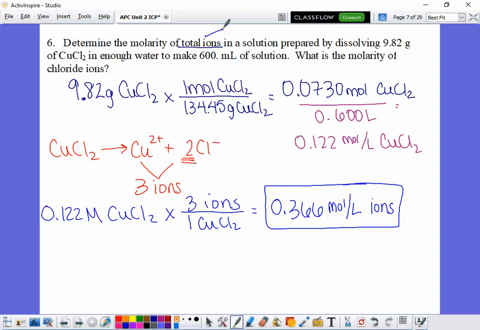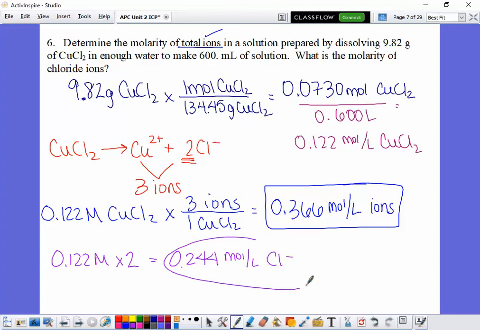What about the chloride ions? Just the chloride ions. How do we do that? You multiply it by 2. What are we multiplying by 2? The 0.122. Which is? 0.244. And that would be the molarity of the chloride ions. Okay? So that's it for today.